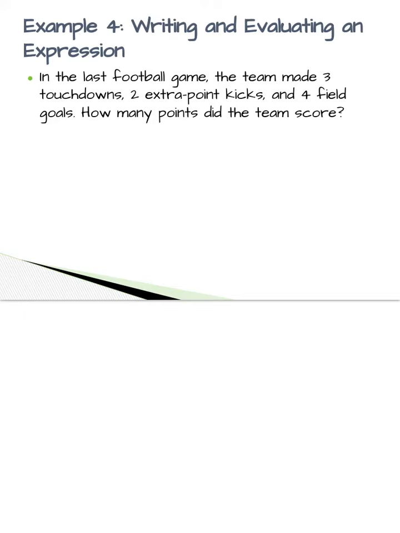So, 3 touchdowns is going to be 3 times 6 points. 2 extra point kicks is going to be 2 times, what's an extra point kick? 1 point, duh, extra point. So 1. And 4 field goals is going to be 3 points. 3, right? I don't know much about football. I'm pretty sure that's right.